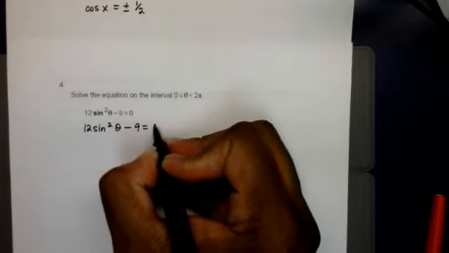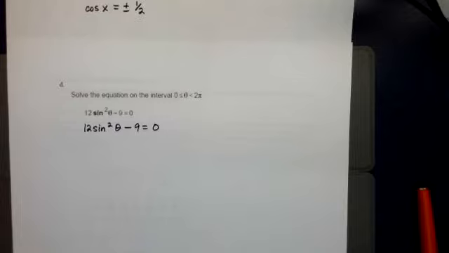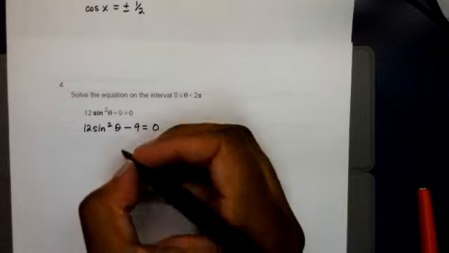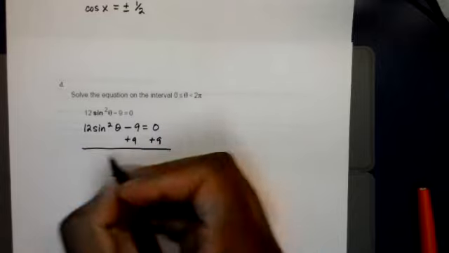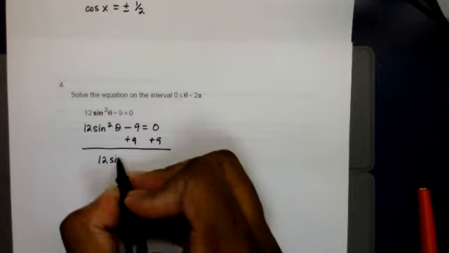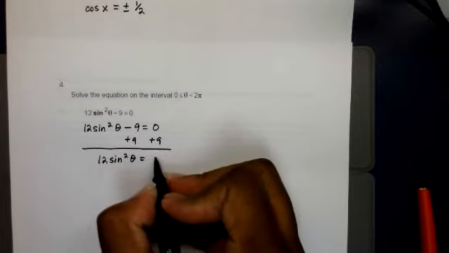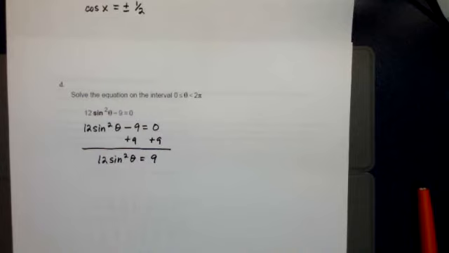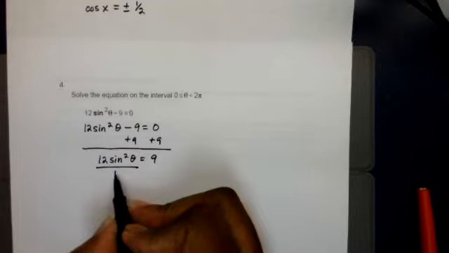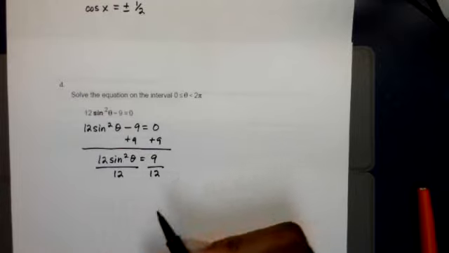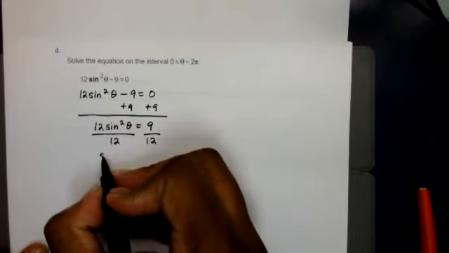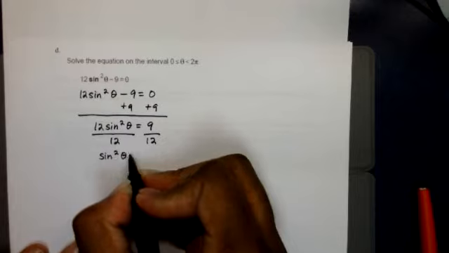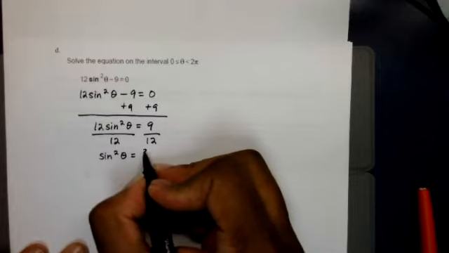Just rewriting the equation. Now I need to get the sine square of theta by itself. I'm subtracting 9, so I need to add 9 to both sides. So that means I got 12 sine square of theta is equal to 9. And then to get sine squared theta by itself, I'm multiplying it by 12, so I need to divide both sides by 12. So that means I have sine squared theta is equal to 9 over 12, which will reduce to 3/4.